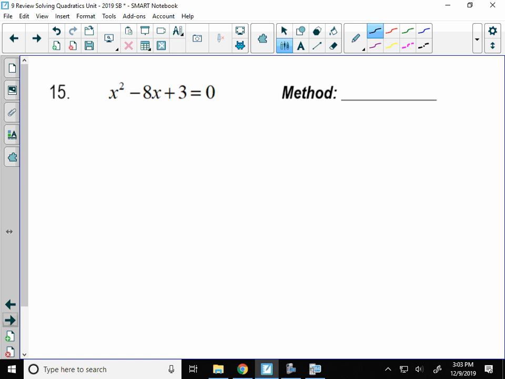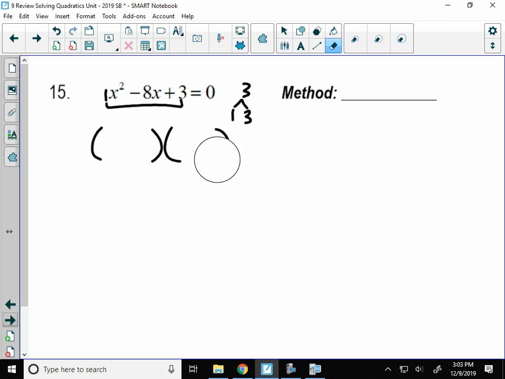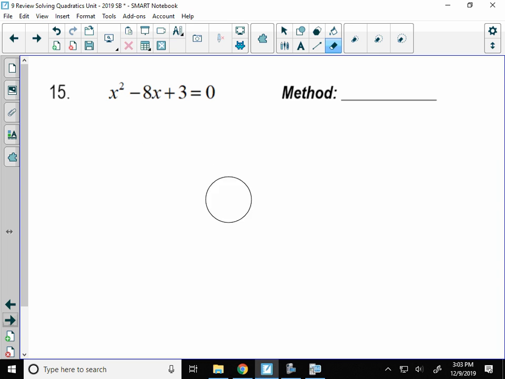Number 15. All right, my suggestion is always check to see if you can factor because that's going to make things faster. So I need to see, are there 2 numbers that multiply to 3 and add to 8? Well, the only numbers that multiply to 3 are 1 and 3. Those definitely don't add to negative 8, so I cannot factor.